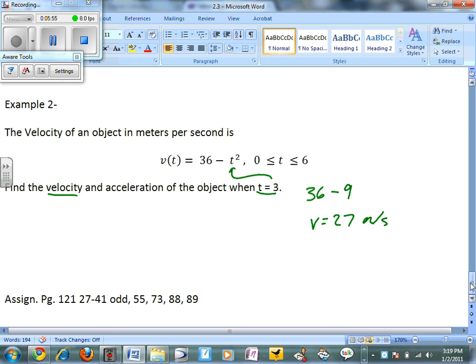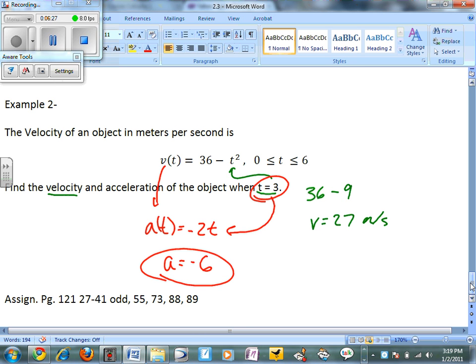All right. To find the acceleration, we just take the derivative of the velocity function, which is actually the second derivative of the position function. So acceleration is going to be the derivative of the velocity function. The derivative of 36 is 0, and then negative 2t. To figure out the acceleration at this time, we plug 3 in, so our acceleration is going to be negative 6. All right, so that answers that question there.